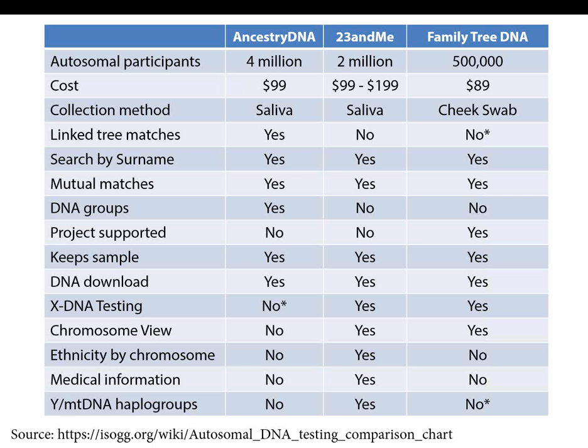Family TreeDNA and also MyHeritage, which is not on this table, are cheek swab tests, so this might be considered for the benefit of non-spitters. All DNA companies allow you to download your raw DNA, which I'll get into a bit later, as well as searches by surname.